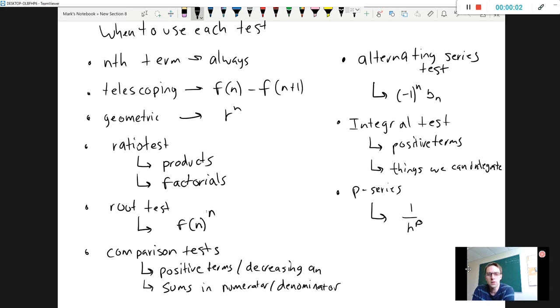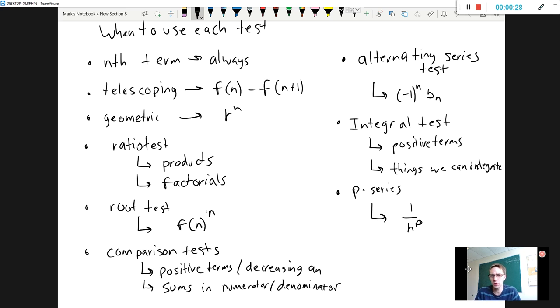All right, well, that concludes our discussion of a variety of different tests for checking whether a given infinite series converges or diverges. And so in this last video, before we move on to power series, I want to take a moment to discuss how do you know what the right test is going to be? How can you actually choose a test for a given problem?